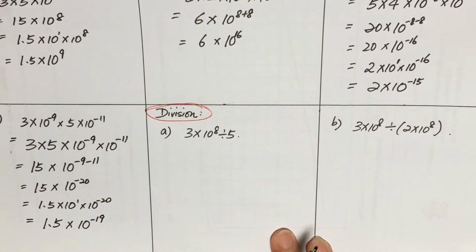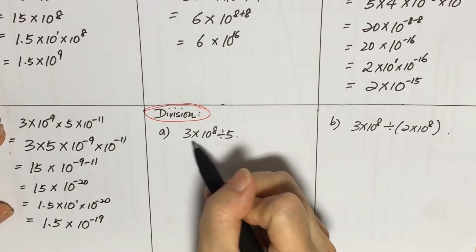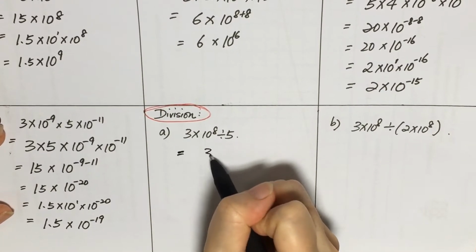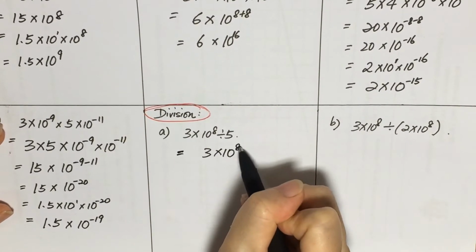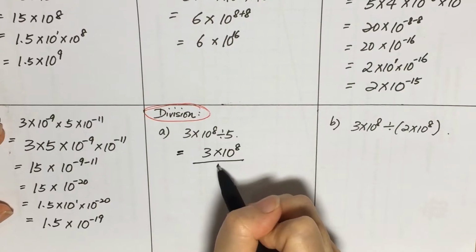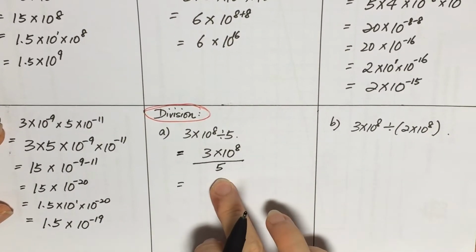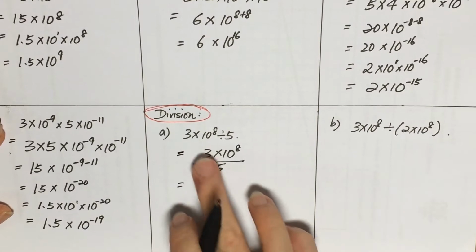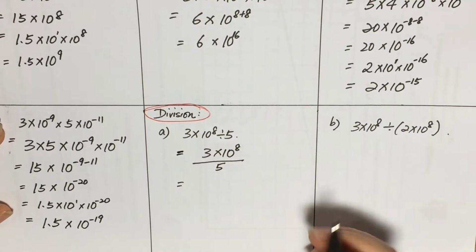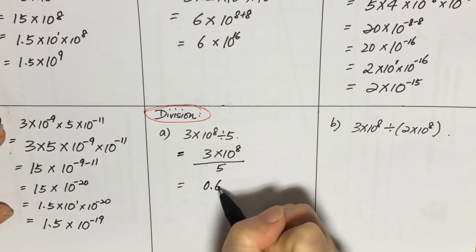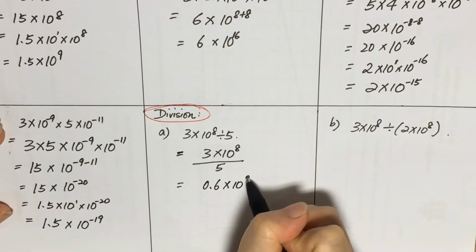What about division? Again, when I have 3 times 10 to the power of 8, if I want to divide by 5, it's just like A times B divided by C. I can use A and C to divide. So 3 divided by 5 is 0.6. So 0.6 times 10 to the power of 8.